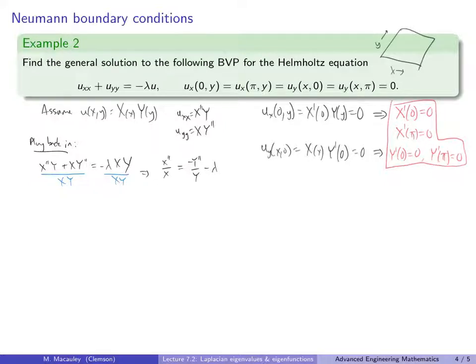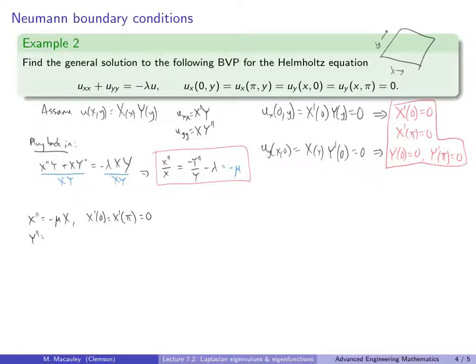And since this depends only on x and this depends only on y, it has to be a constant. And we call that constant negative mu. So let me box that. So this gave us 2 ODEs. So we got x double prime equals negative mu times x, and these boundary conditions up here tell us that x prime of 0 and x prime of pi equals 0.